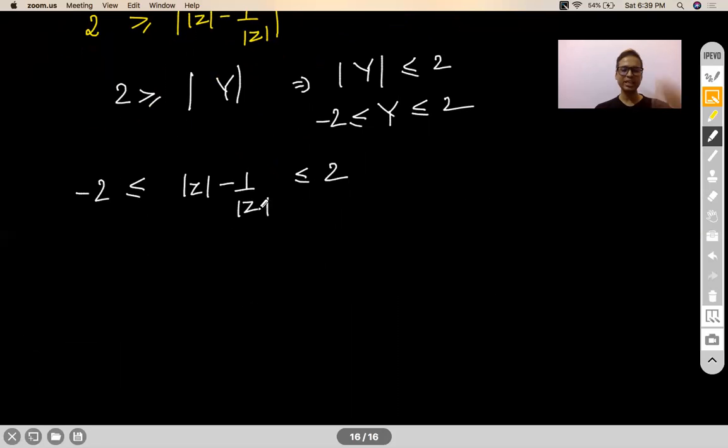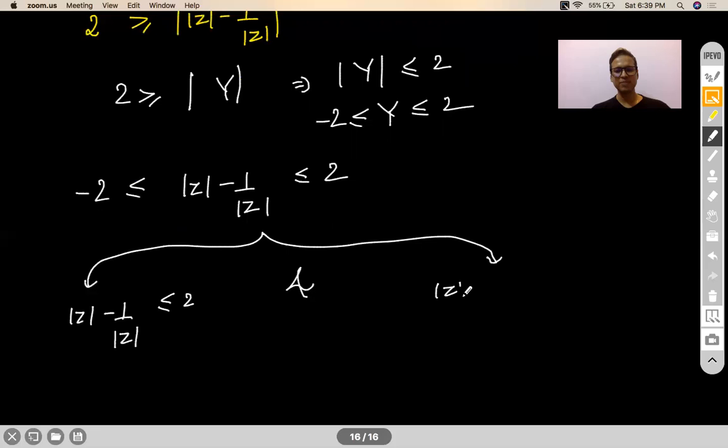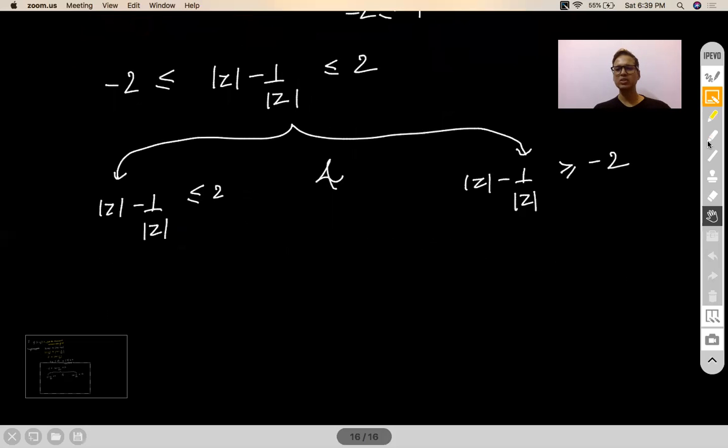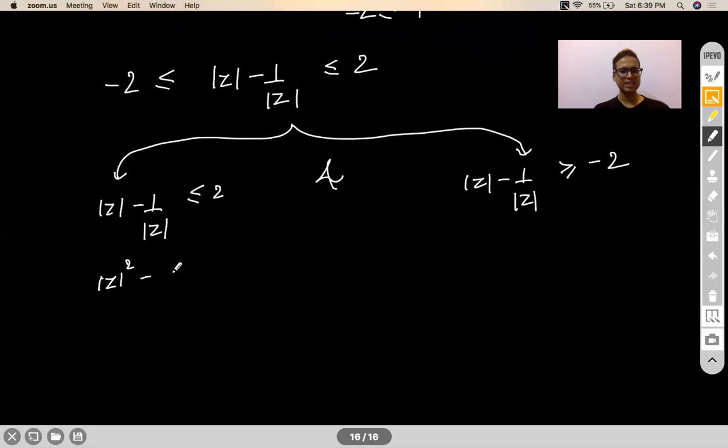Okay, now this is equivalent to saying two inequalities, one being mod z minus 1 by z is less than or equal to 2, and simultaneously mod z minus 1 by z is greater than or equal to minus 2. Correct? Now let us solve this first. So if you simplify this, this is what you are going to see. Am I right? Please note, I took the LCM of mod z, took the mod z to the right side. Remember, it's a positive term, so it will not change my inequality, and brought it to the other side.